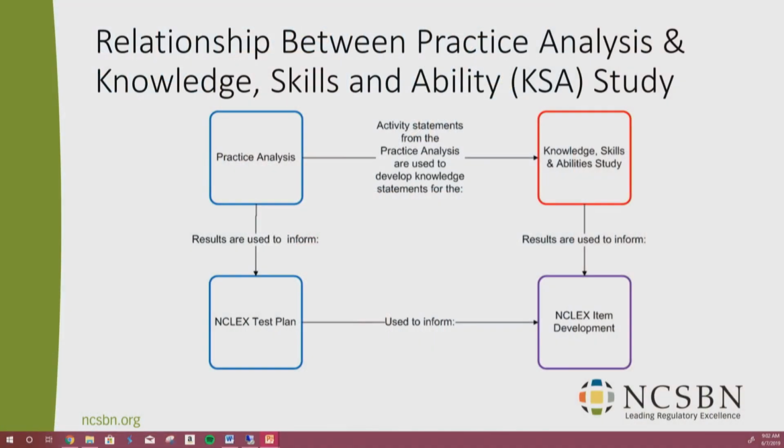So the way we get to that and how we got to the next generation NCLEX is really depicted on this chart, which has just been standard operating procedure in our research model for practice over a number of years. And that is, as you can see at the top boxes here, there are two very important studies that occur. They occur every 3 years. One is a practice analysis, and the other one is a knowledge, skill, and ability study.